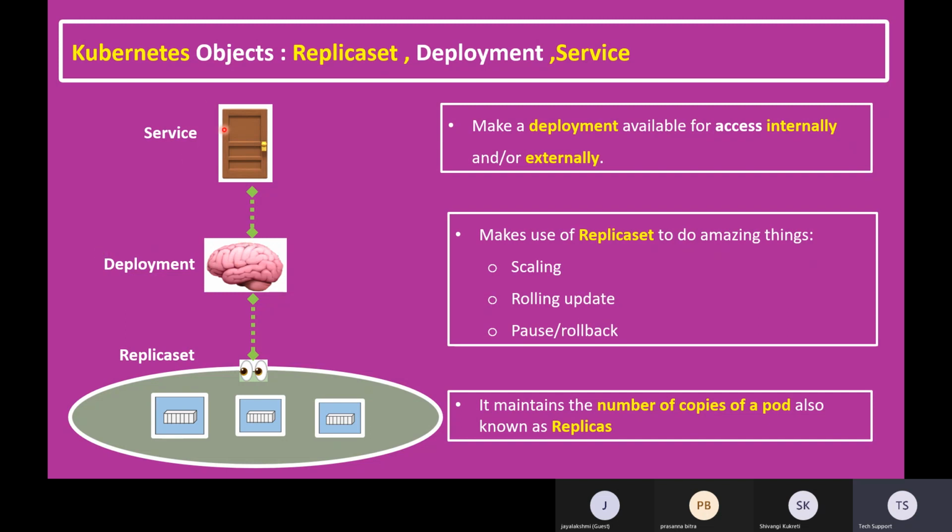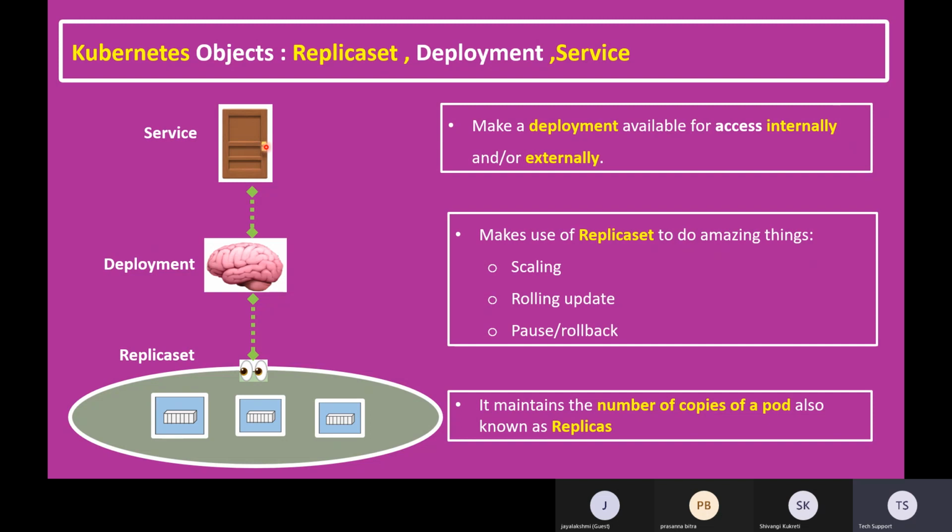Now come to the service. A service is nothing but making a deployment available for access internally or externally. Suppose you want to give your internal team access to this deployment package, that is nothing but a service. Either you can provide the access internally or to an external team also. Okay, so as a symbol, I just put a door, either allow or deny. The gate is either a closed gate or an open gate. This is also an important Kubernetes object.